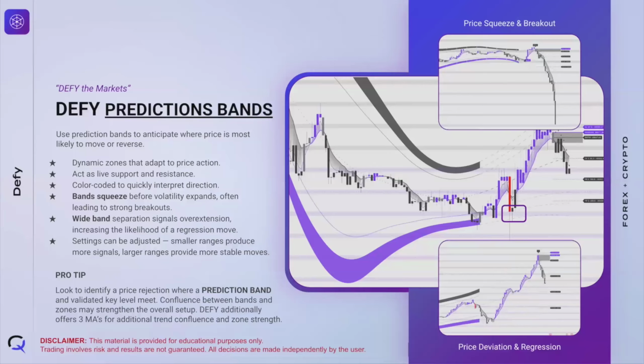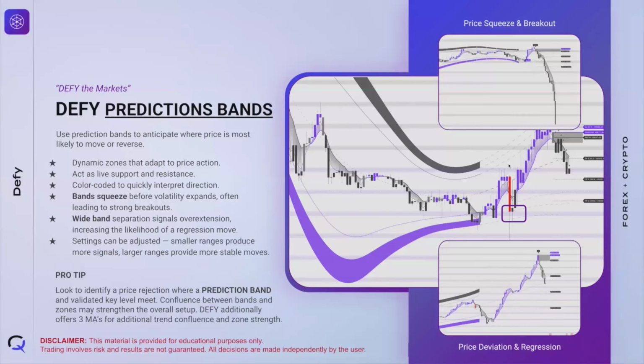Now, from the key levels, we also have the prediction bands. You want to be able to use the prediction bands to anticipate where price is more likely to move or reverse from. And these act as a dynamic zone of support and resistance that adapts to price action. So think about these lower bands and these upper bands as additional support and resistance, just like your key levels. And these bands are also color-coded to match the key levels.